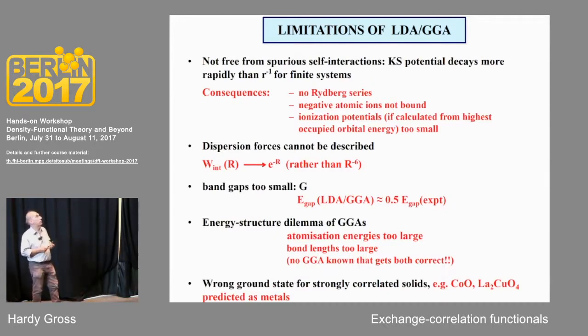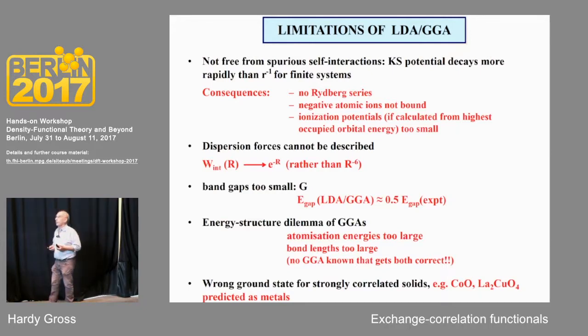Then dispersion forces are not described. I'm not going to talk about this. That will be a whole talk of its own. Band gaps, if you calculate them from the Kohn-Sham HOMO-LUMO gap, are too small, typically on the order of half of the experimental gap. And then there's this energy structure dilemma that I mentioned before, that atomization energies are too large in GGAs, but bond lengths are also too large.